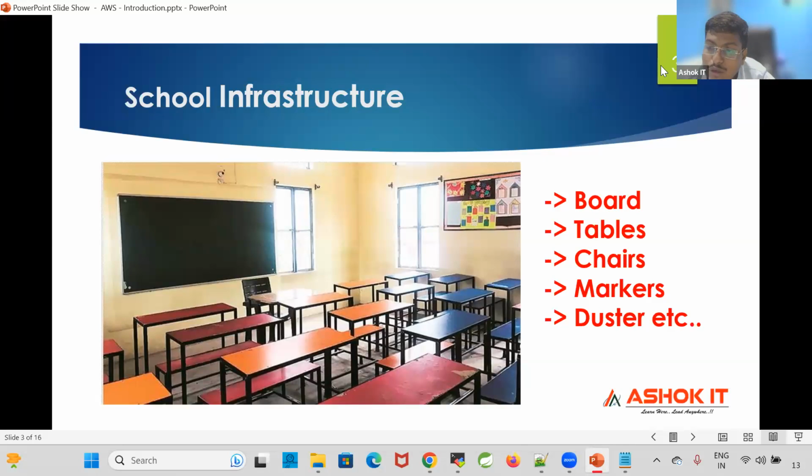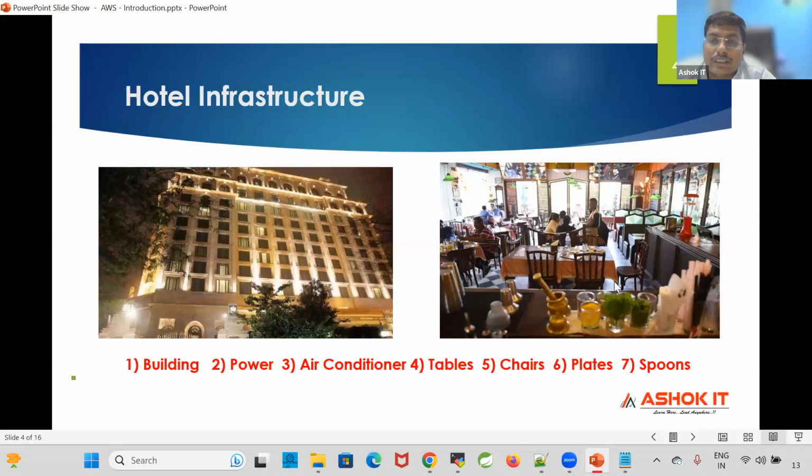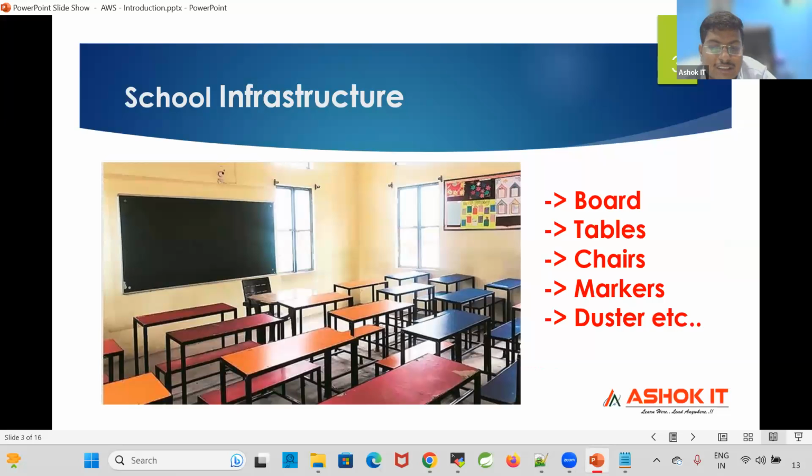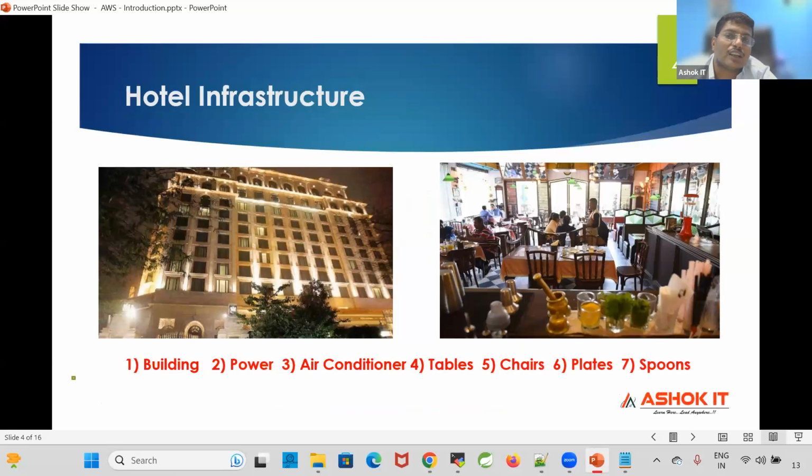Suppose I want to start one hotel. For a hotel business, I need to purchase some infrastructure. I need to take a big building, and I need to set up power, AC, and electricity. I need to set up tables, chairs, plates, spoons, cleaning boys, chefs, like that. So many employees and so many resources are required if I want to start one hotel business. So if I want to start the school, some infrastructure is required. Similarly, if I want to start the hotel, some infrastructure is required. Clear, guys?